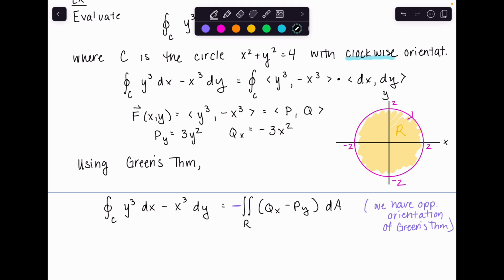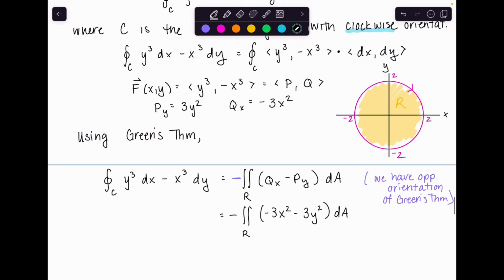So filling in these pieces, that is negative double integral over the region R. Qx is negative 3x squared minus Py, which is negative 3y squared. And then to make my life easier, because I got a ton of minus signs going on in here, this is 3x squared plus 3y squared when you distribute that in.